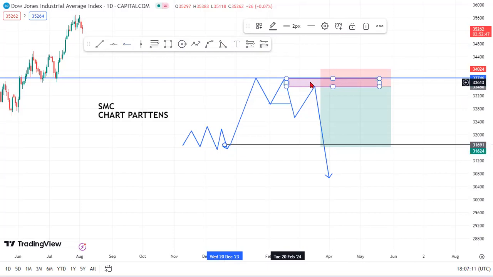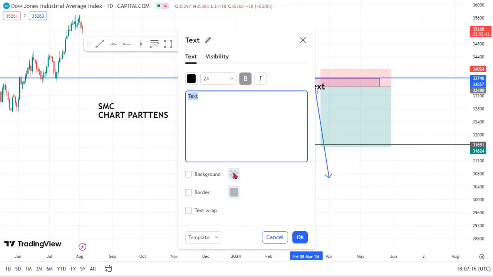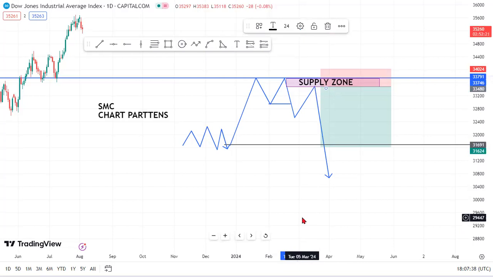So this is what you call a supply zone. That's what you call a supply zone. You look for these zones where the market changed direction from being bullish to being bearish, or from being bearish to being bullish. This was a supply zone.